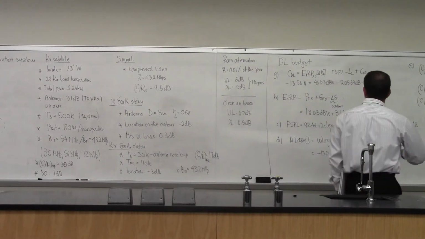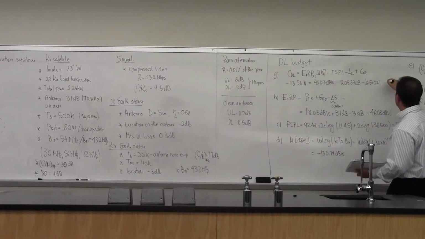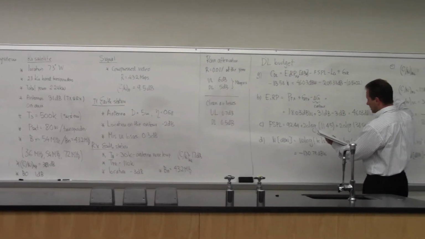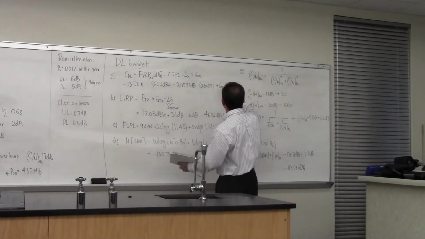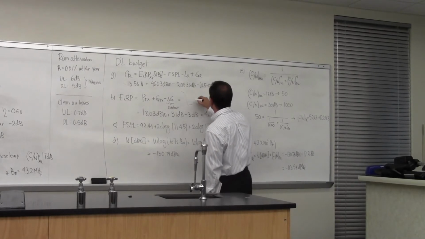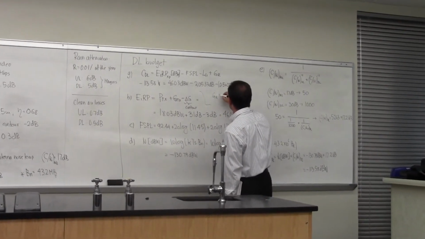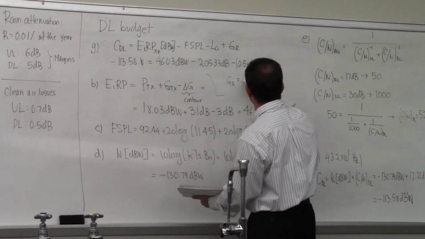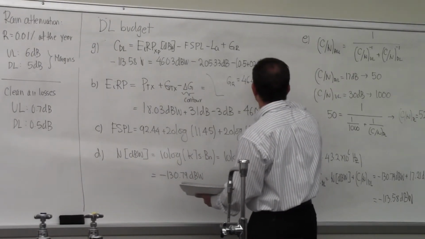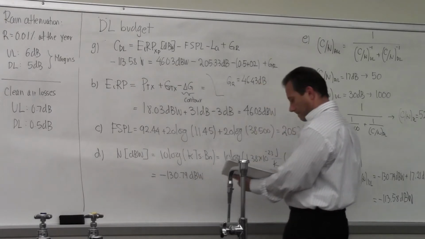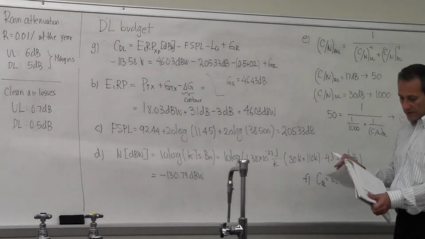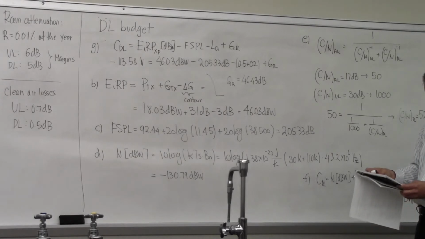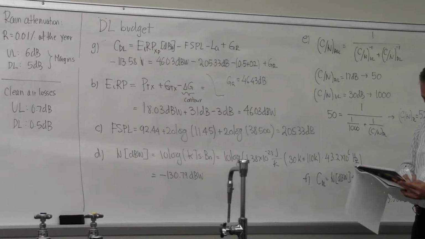So this gives you, plus the gain of the receive antenna, and then from here we calculate that the gain of the receive antenna off axis needs to be 46.43 dB. But that means on axis it needs to be slightly larger.